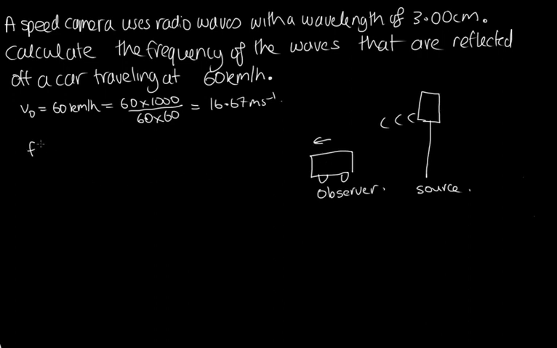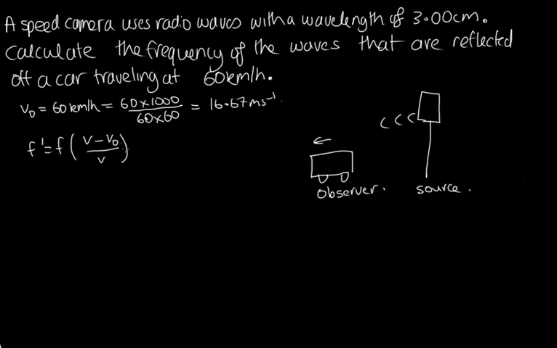So that frequency is given by f dash is equal to f. Now in this case, the observer is moving away from the source. So it's v minus v observer over v. The source is stationary, so there's no Vs term here.